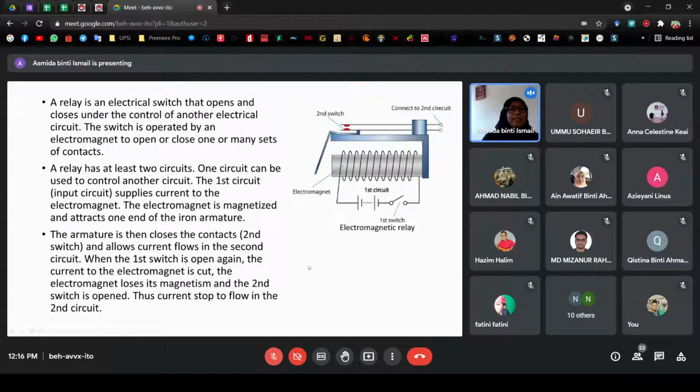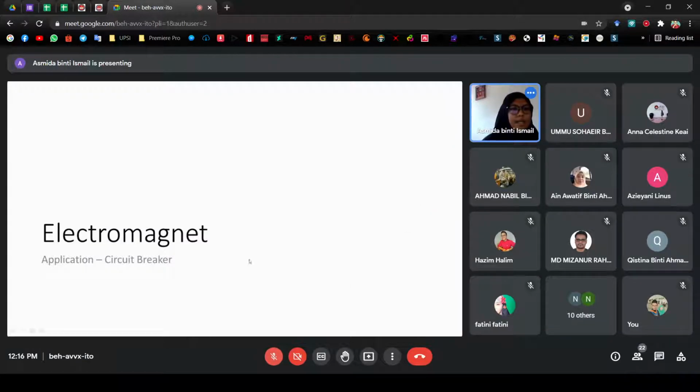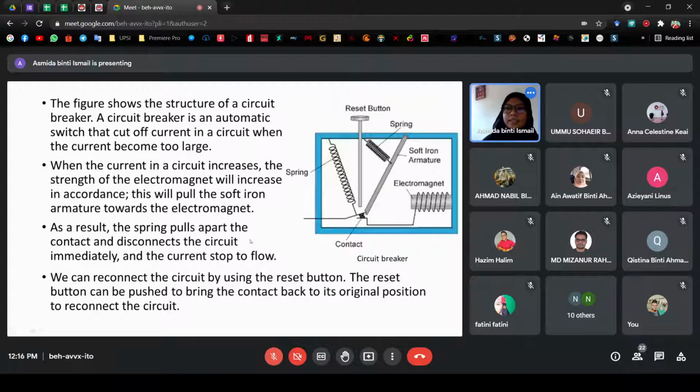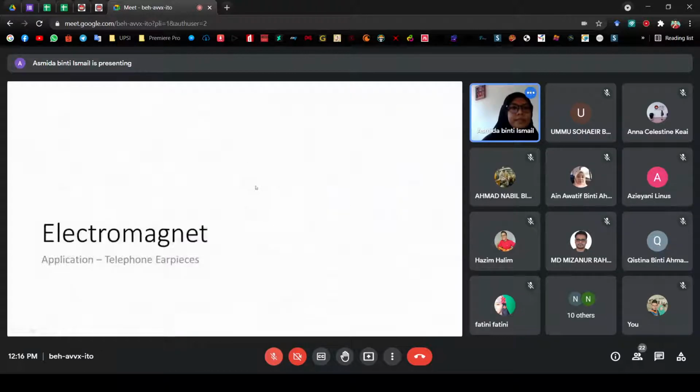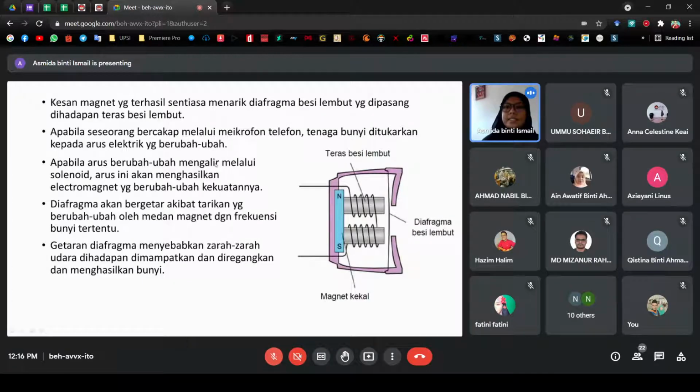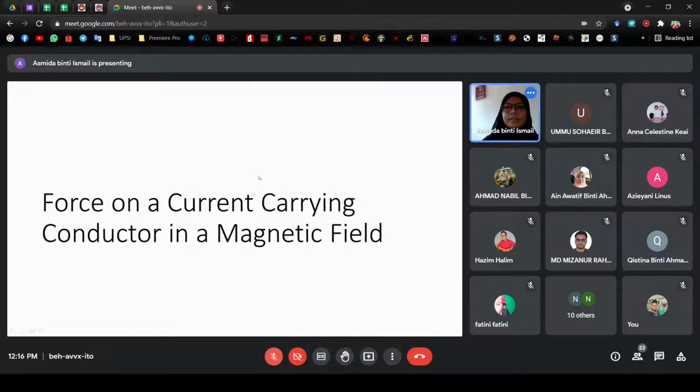Okay, sebenarnya dia punya application dia macam mana dia function sama je. Okay, and then this is the circuit breaker. Okay, how its function, and then this is the telephone earpiece. Saya tak terangkan, nanti you baca je. And force on the current carrying conductor in the magnetic field.